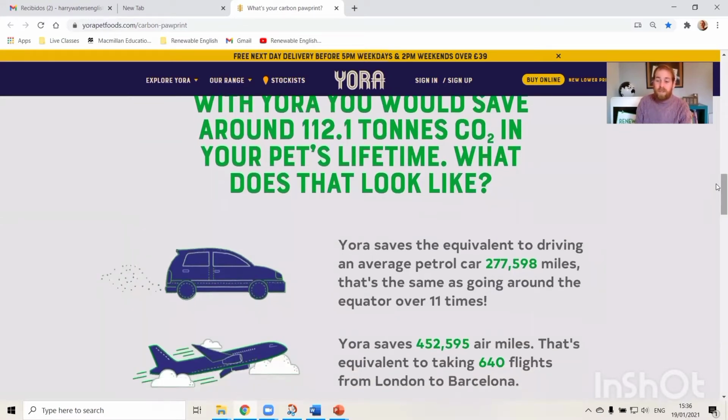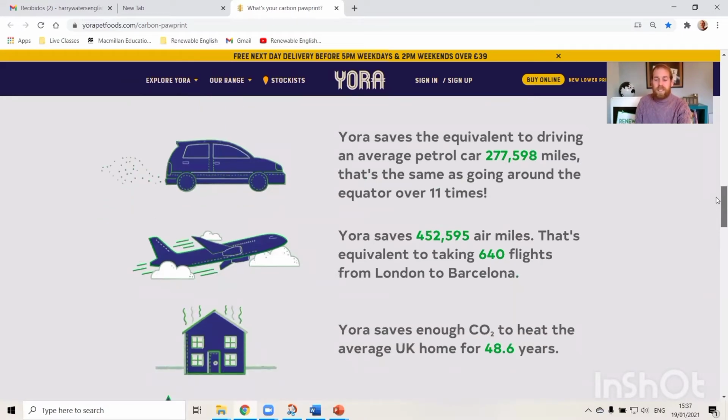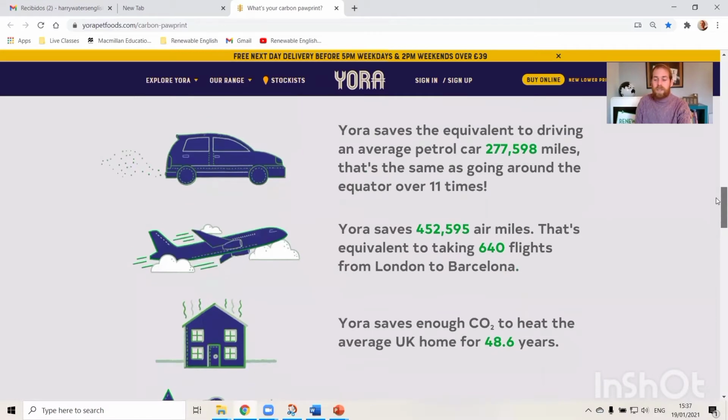We saved 452,595 air miles. That's the equivalent of taking 640 flights from London to Barcelona. And finally, that would save enough CO2 to heat the average UK home for 48.6 years. Absolutely mind-blowing, considering my parents lived in the house I grew up in for 30 years, and we had to wear a lot of jumpers.